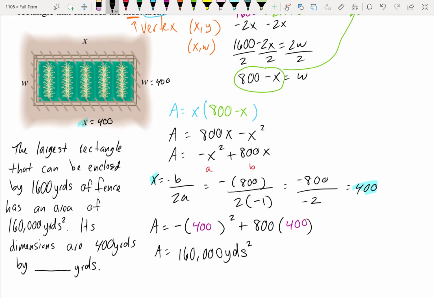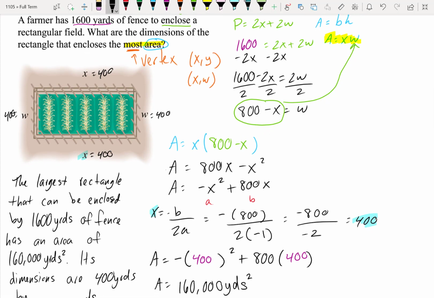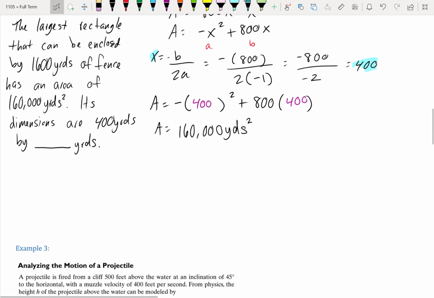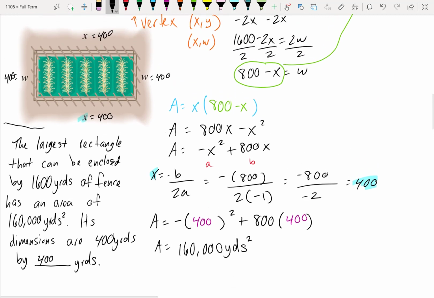So if that's 400 and that's 400 and that's 400, if we add them all up, don't we get 1,600 yards? So that's how you would do it. You would fill out the x's as 400 or plug it back into your perimeter formula, this one right here. You can plug it back into this one. So you would plug x in and figure out the rest. So it's 400 by 400 yards, and that is our solution.